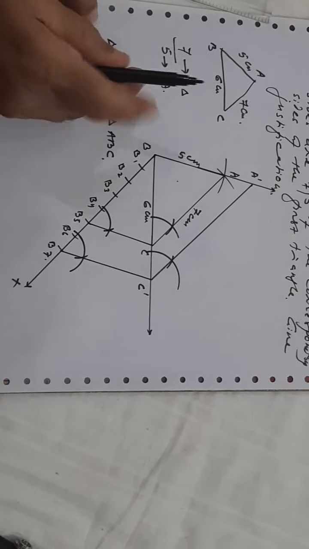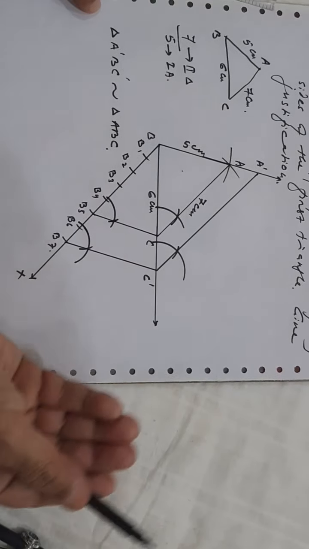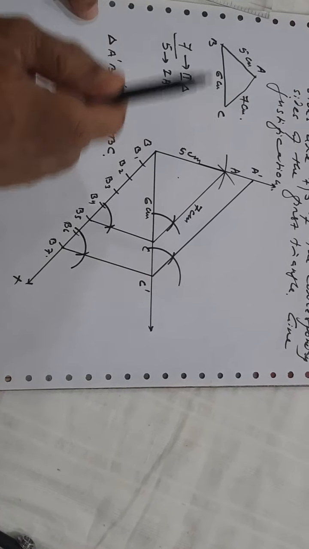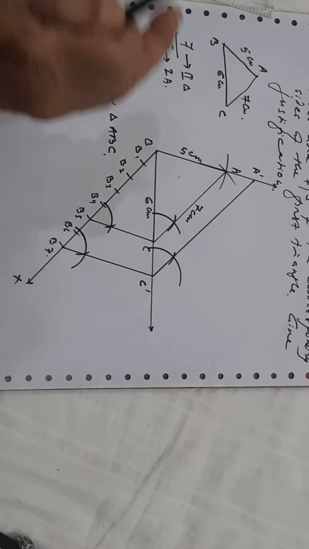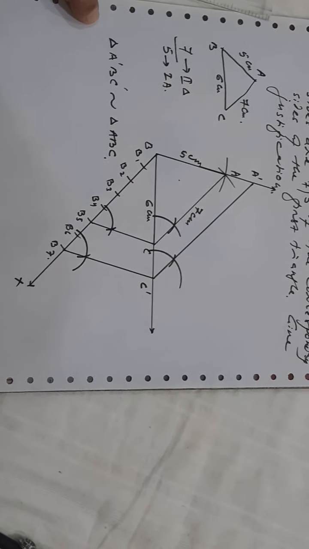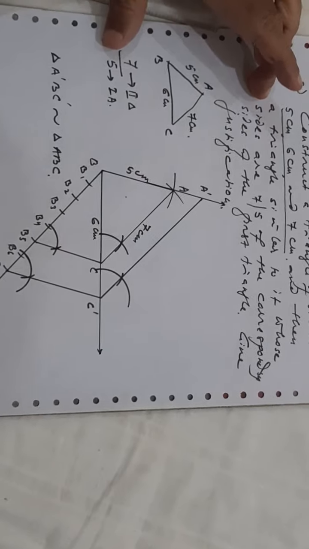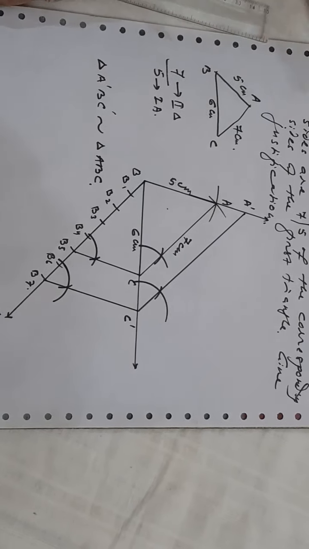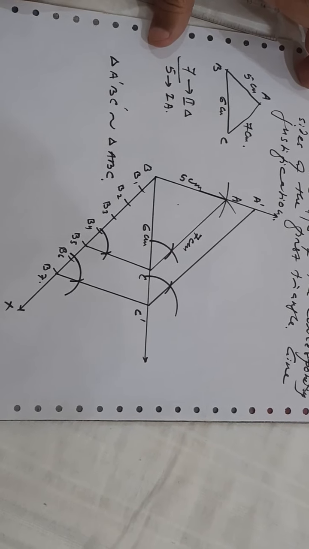So when the numerator is bigger, the triangle will come outside. When the numerator is smaller, as yesterday we had 3 upon 4, the triangle comes inside. So these are the two types of similar triangle constructions given in your exercise. The rest of the questions you can solve on your own.